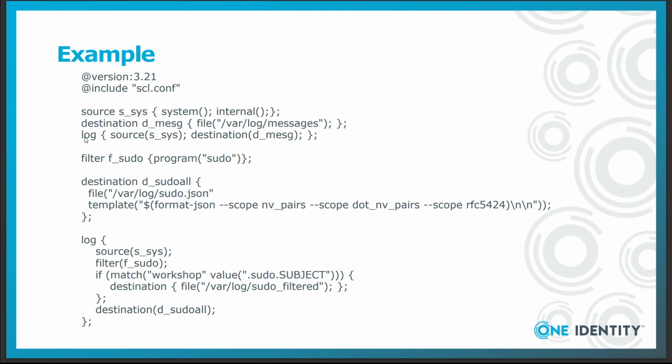When it comes to a more complex log statement, I prefer to follow the configuration by reading the log statement. So let's jump to the end of the configuration and check the log statement. It starts with a source and uses the very same source definition that we used in the first log statement. However, in this case, it is followed by a filter. It selects any log messages from the sudo application using the program filter. The next three lines are a conditional expression, or an if statement. It uses the match filter and checks if the content of the .sudo.subject name value pair equals workshop.